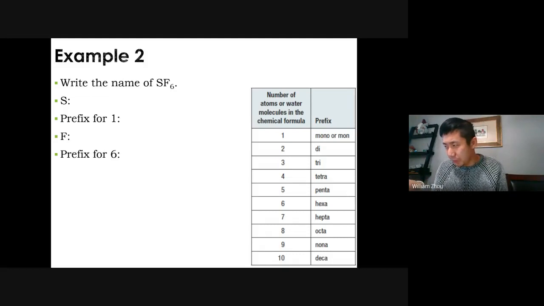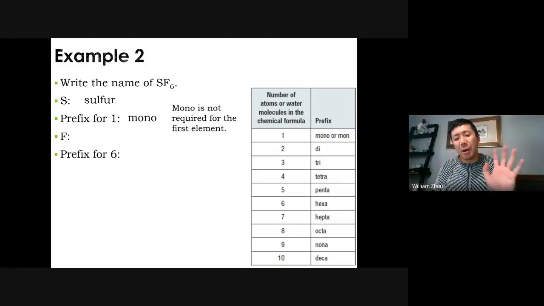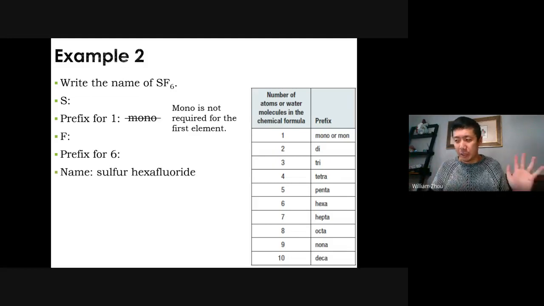So I'm seeing sulfur hexafluoride. I'm seeing a lot of that, which is okay. Okay, I think you're getting this. S is sulfur. Prefix is 1, mono, but you don't really need mono for the first one. In fact, please don't have mono for the first one. There's only one right answer. If you have mono, that's a wrong answer. F is fluoride. Make sure you spell that right. 6 is hexa. Put them together. 1 sulfur, 6 fluoride. So sulfur hexafluoride.